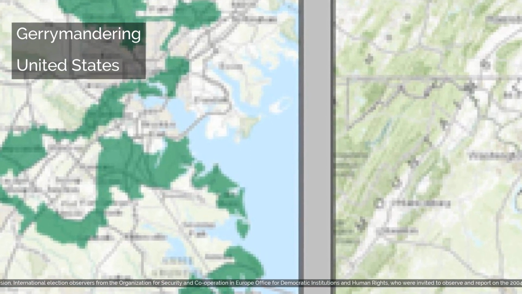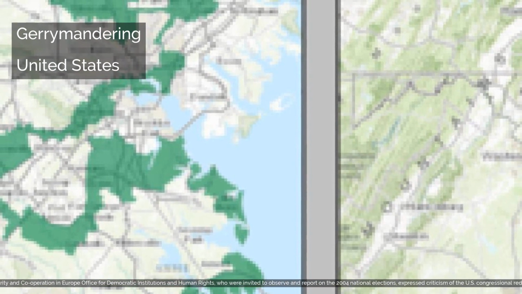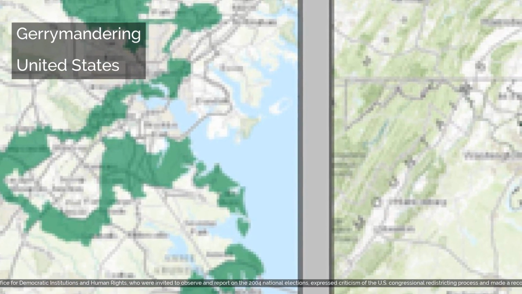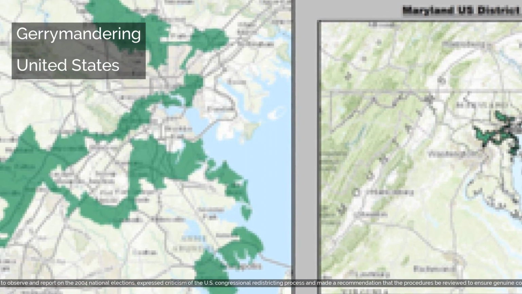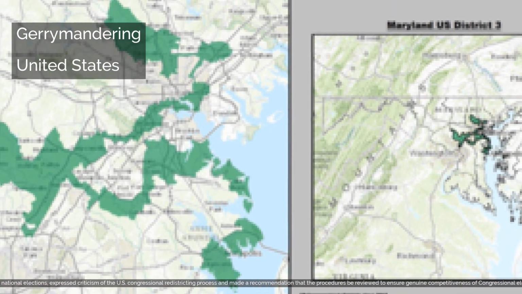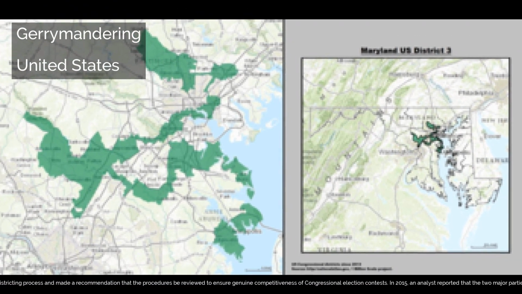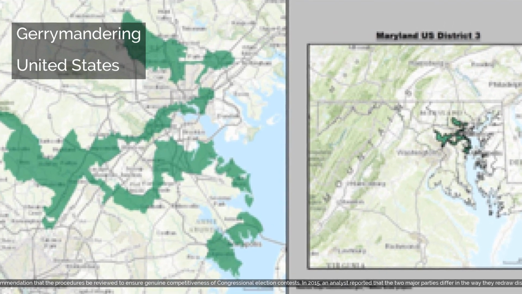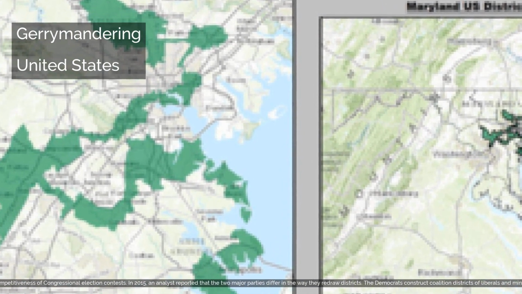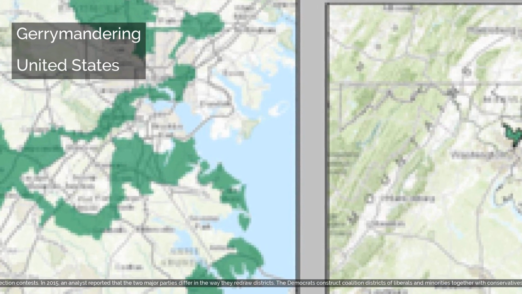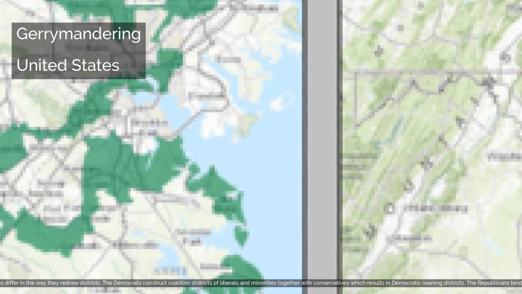In 2015, an analyst reported that the two major parties differ in the way they redraw districts. The Democrats construct coalition districts of liberals and minorities together with conservatives, which results in Democratic leaning districts. The Republicans tend to place liberals all together in a district, conservatives in others, creating clear partisan districts. In June 2019, the United States Supreme Court chose to dismiss a case about gerrymandering because consenting members cited lack of federal jurisdiction over redistricting on a state level.